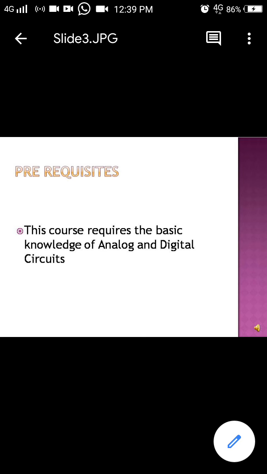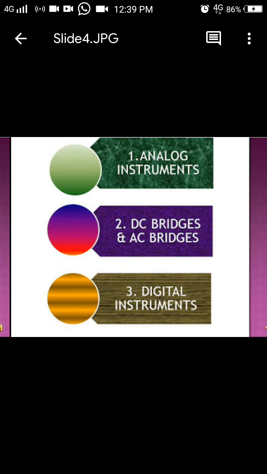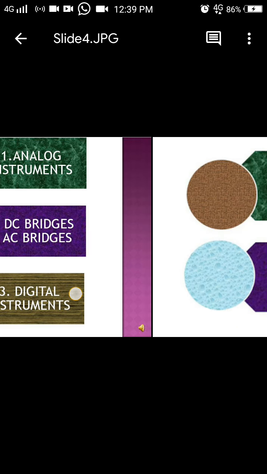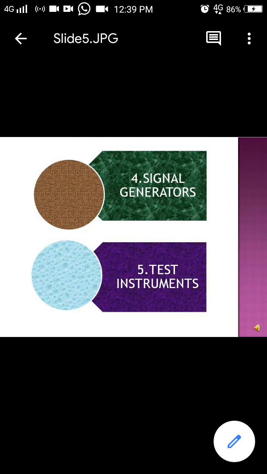Prerequisites. This course requires basic knowledge of analog and digital circuits. The total subject consists of 5 units. First one, analog instruments. Second one, DC bridges and AC bridges. Third one, digital instruments. Fourth one, signal generators. Fifth one, test instruments.